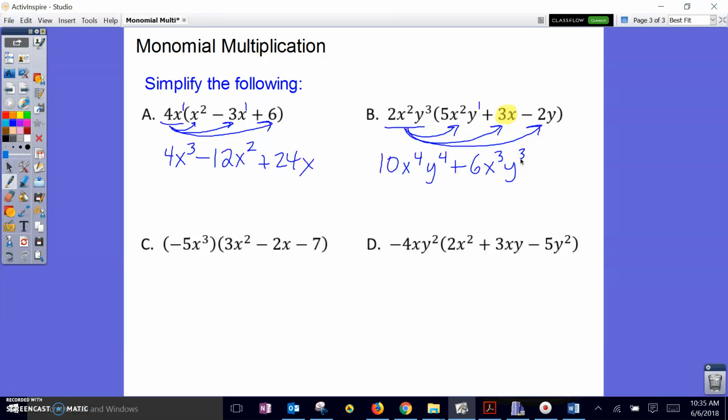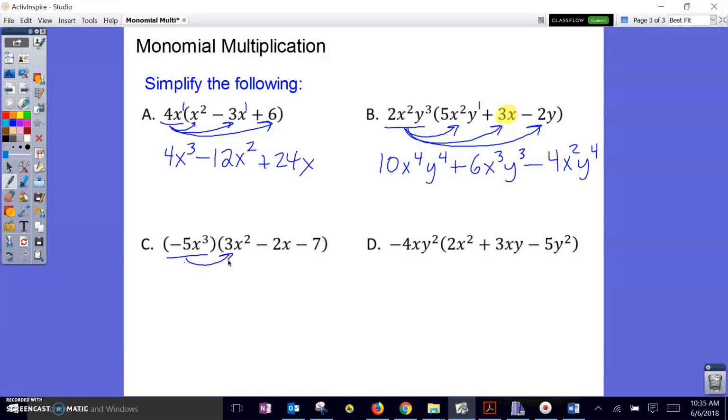Now we'll distribute that through the last term. We've got a minus sign. 2 times 2 gives us 4. Here we have x's, but no x's in this, so we just bring the x's that are in the monomial. That's x squared. And then y to the third times y, y to the fourth.